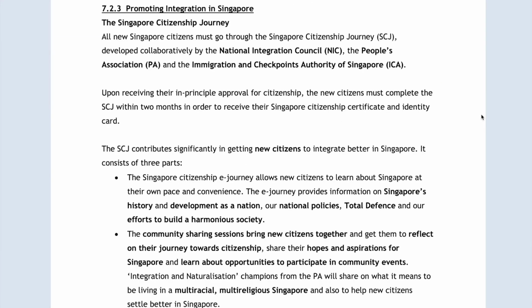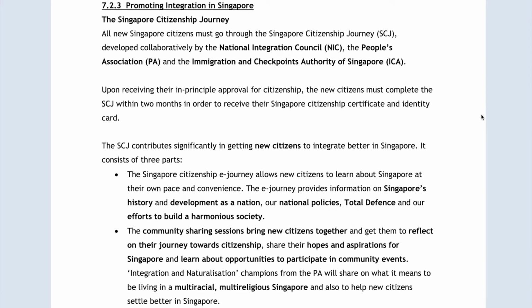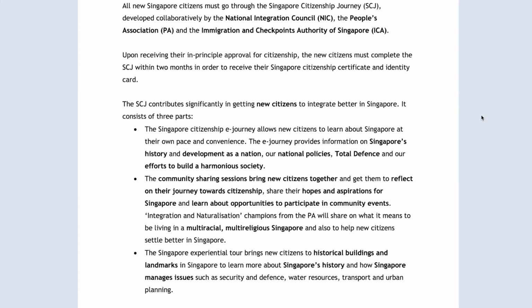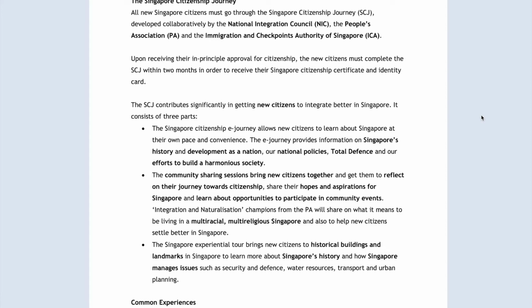Now, promoting integration, there's a whole section about the Singapore Citizenship Journey. All new Singapore citizens must go through this thing called the Singapore Citizenship Journey, which is essentially a process for new citizens to go through. It involves learning about our national policy and community sharing, where they talk with one another about what they hope to achieve here in Singapore and how they want to bring themselves together with the rest of the Singaporeans. You will also learn more about the history of Singapore by going on tours and whatnot. You don't really need to know much about the Singapore Citizenship Journey, but it's good to know as always.